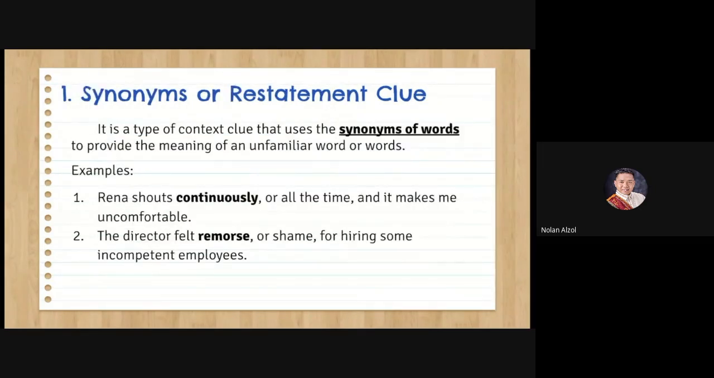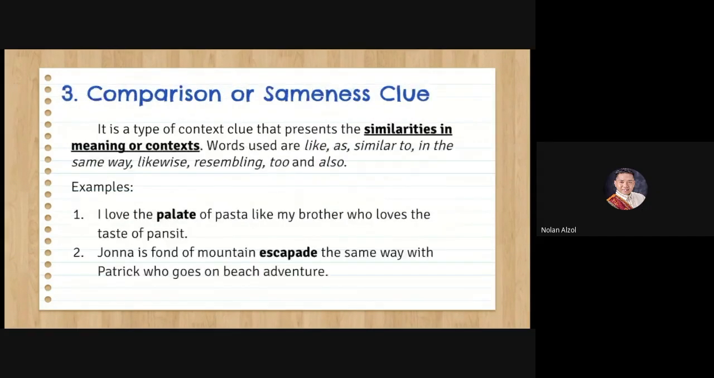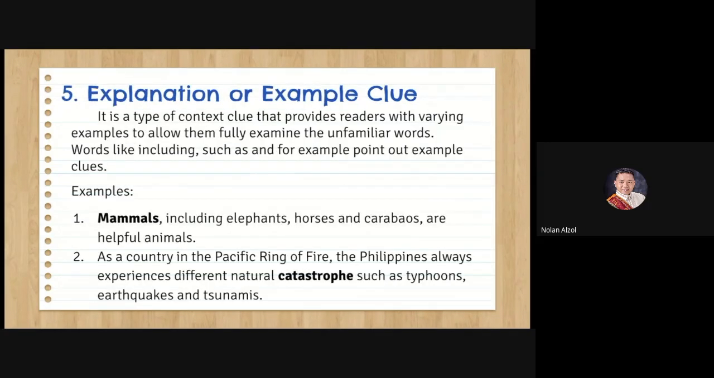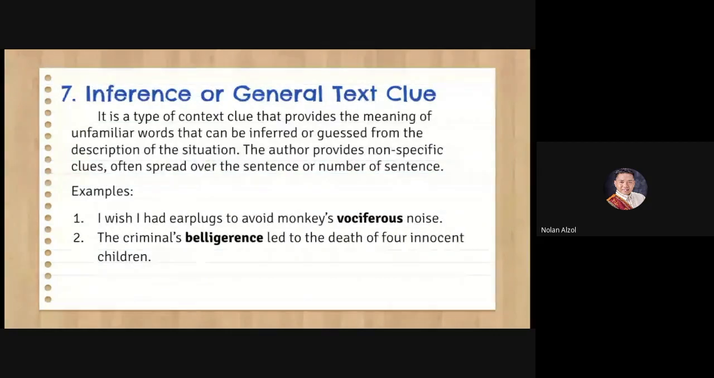Alright, that is enough for now. Let's just have a short revisit of these types of context clues. The first one is synonyms or restatement clue. Second, antonym or contrast clue. Third, comparison or sameness clue. Fourth, definition or statement clue. Fifth, explanation or example clue. Sixth, cause effect or reason result clue. Seventh, inference or general text clue.